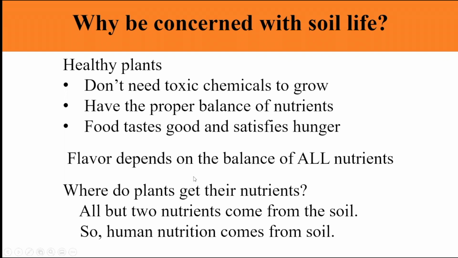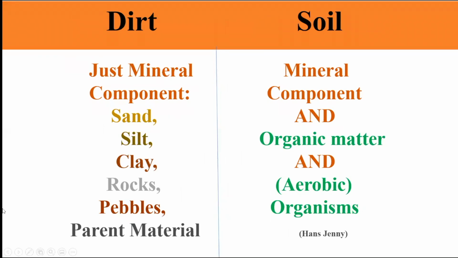So we've already answered the question, where do plants get their nutrients? Remember, it's from the soil. So if growing plants have to get their proper balance of nutrients from the soil, then where does human nutrition come from? Yep, from the soil. So what's the difference between dirt and soil? Well, dirt is just the mineral component, the textural information. If we kill all the organisms off, if we don't have anything to decompose that organic matter, it'll typically blow away when the wind blows and not be incorporated into the soil.